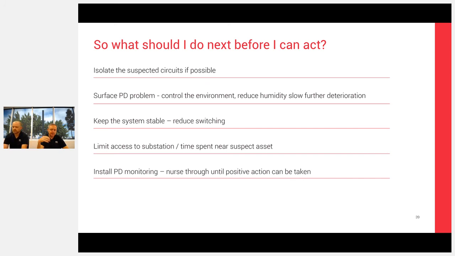So if you are taking things out or you're doing switching, that is a critical time. So if you can reduce the amount of switching, if you take it out, be careful about putting it back in, particularly with surface type tracking. It's still a relatively low probability of a failure happening when you're in the substation, but it's a higher probability. So for a safety aspect, limit the access to the substation or the time spent near the suspect asset behind the switchboard, things like that.